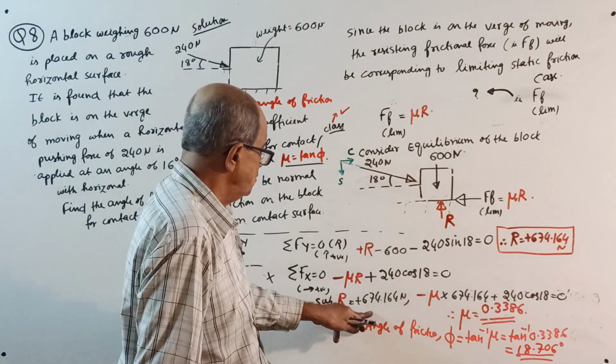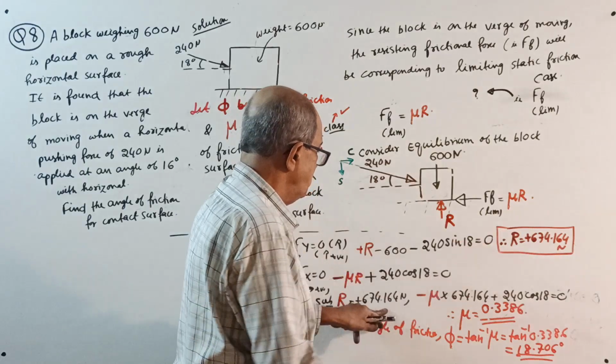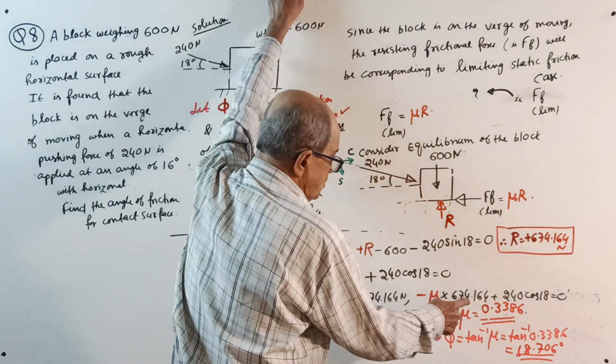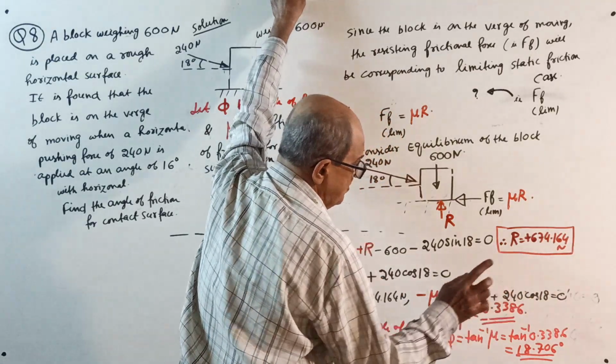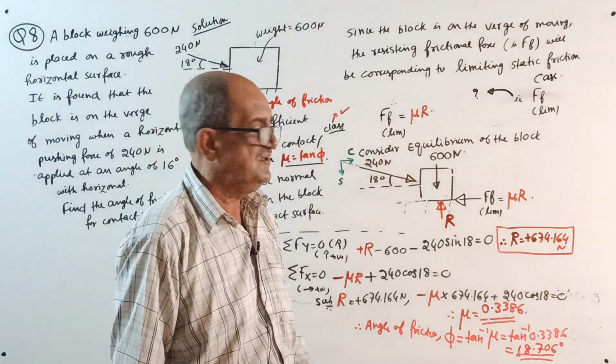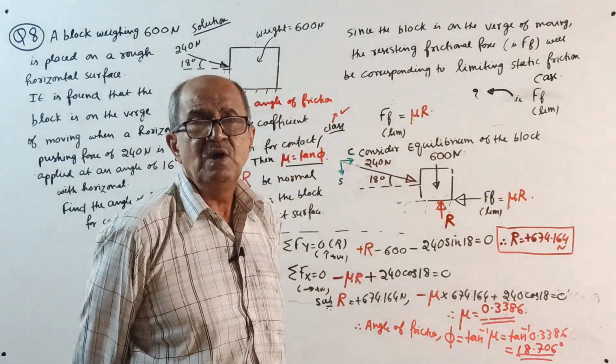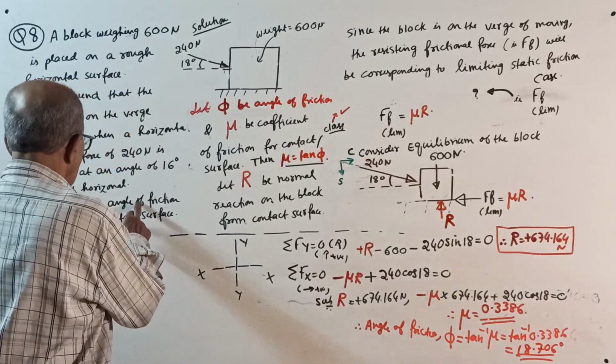Substitute r equal to 674.164. So minus mu into r plus 240 cos 18 equal to 0. Your mu will come 0.3386. You got the answer. But in the question, they asked you the angle of friction.